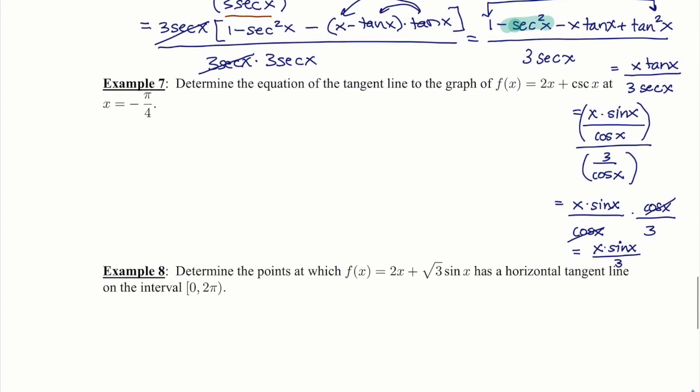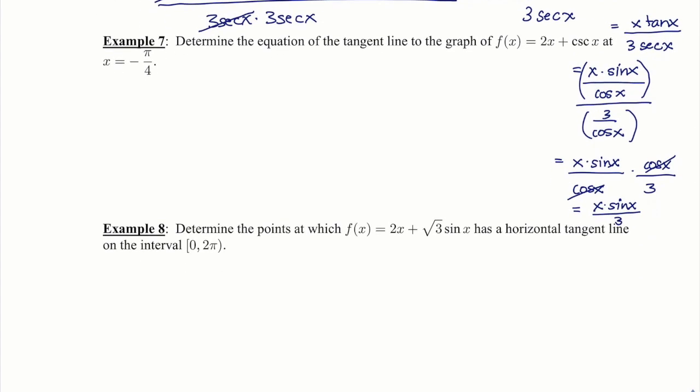In example 7, we're trying to find the equation of a tangent line to a graph of a given function at a given point. So remember that the equation of the tangent line, the structure that we want is y is the slope, which is the derivative at the given point, times x minus the x coordinate at the given point. So in this case, x plus pi over 4, since our x value is negative pi over 4, plus the function value at that anchor point, so f of negative pi over 4. So the pieces we need to find to finish this are the derivative and the function value.